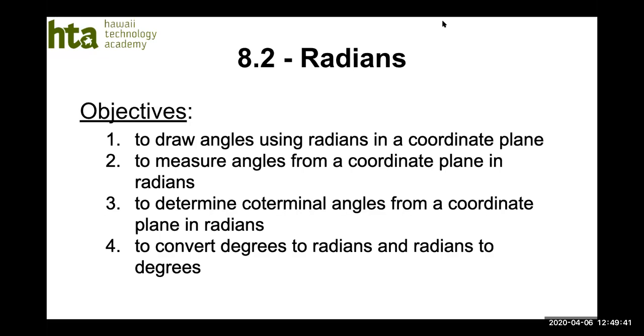So we're going to draw angles using radians. We're going to measure angles using radians. We're going to determine coterminal angles using radians. So all the same stuff we did with degrees, but now we're doing it with radians. And then we're going to convert degrees to radians and vice versa. We're going to convert radians to degrees. So lots of stuff here that has to do with radians.